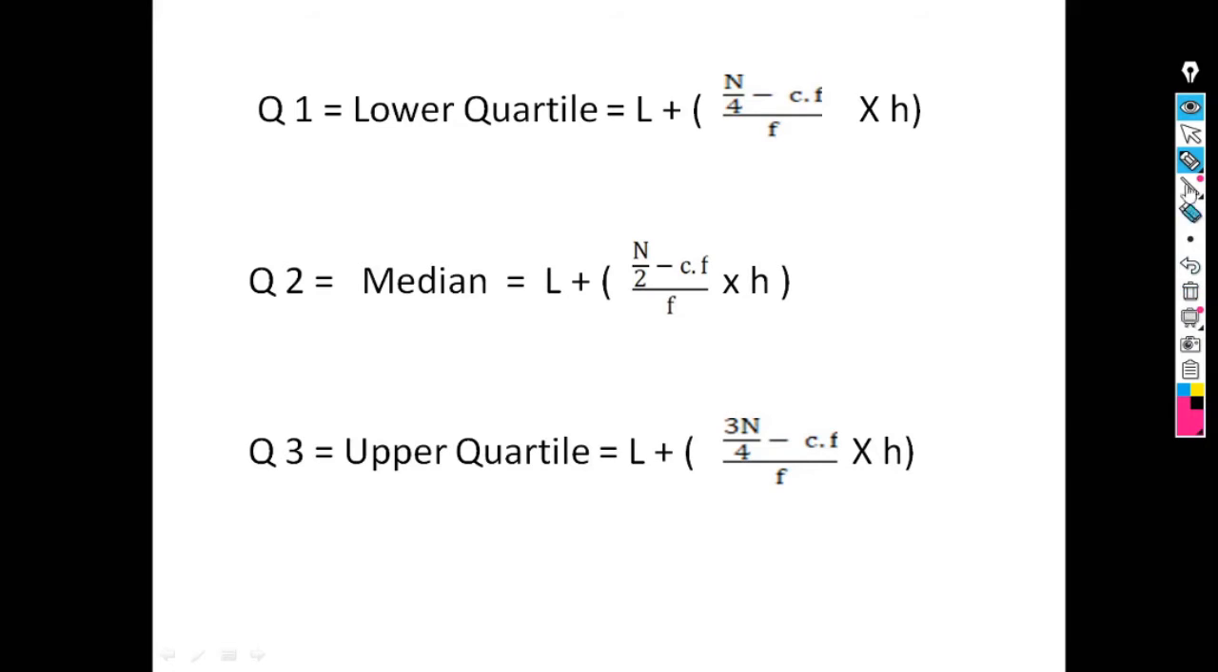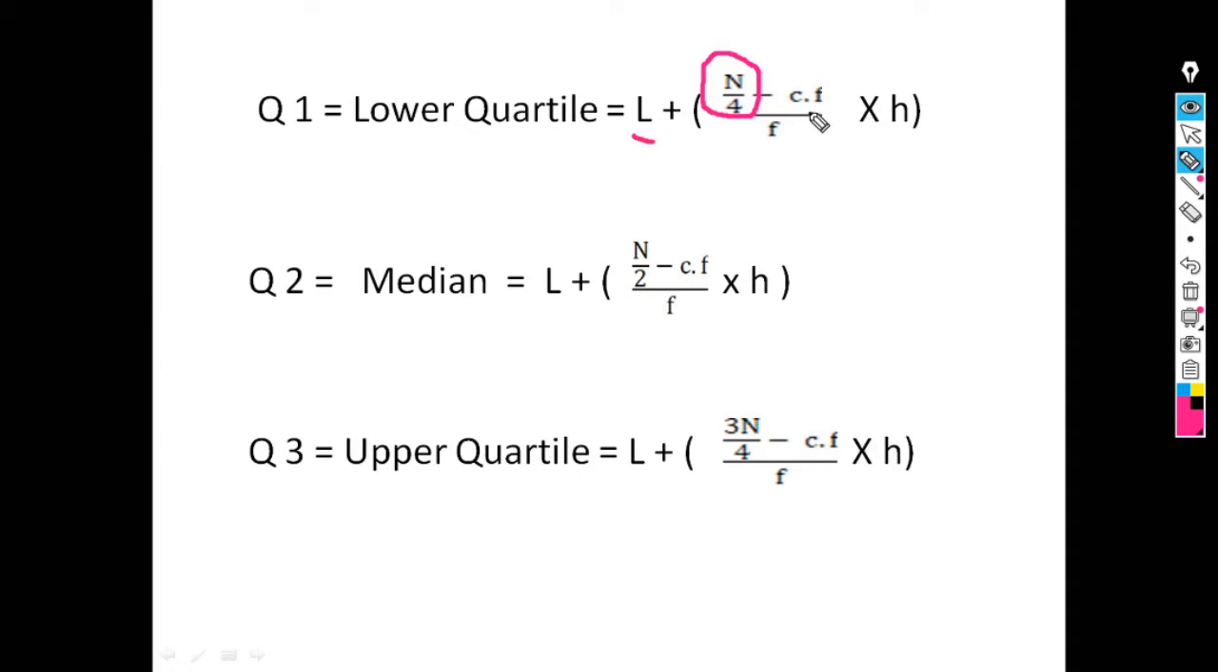If the observations are in continuous form, then the formula for Q1 or lower quartile is given by Q1 is equal to L plus (n by 4 minus Cf) upon F into H, where L is the lower limit or lower boundary of the Q1 class. Our first step is to locate the Q1 class, and the Q1 class is located from the value of n by 4. We check the cumulative frequency which is just greater than n by 4, and that is our Q1 class. So in this formula, L is the lower limit or lower boundary of the Q1 class.